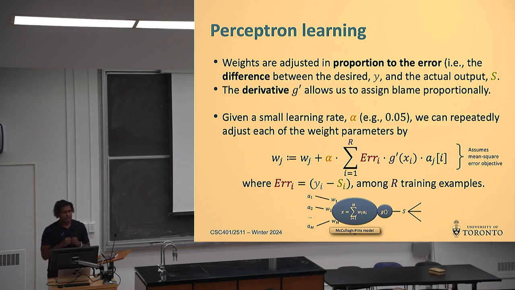So this is where we look into how the learning is happening in perceptron. We want to adjust the weights in proportion to the error. In a supervised learning setting, we have the desired y and the actual output s, and we take a derivative that allows us to assign blame proportionally, and allows us to backpropagate the error in order to adjust the weights.